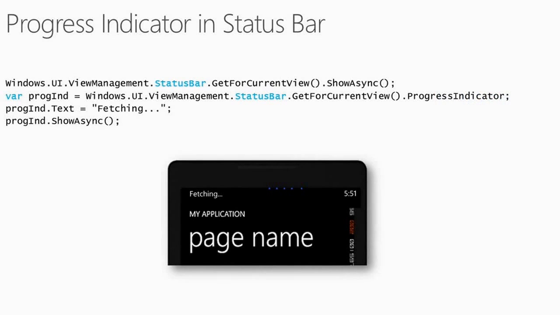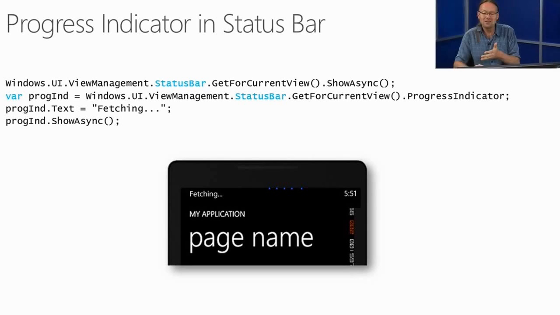Now that progress indicator I mentioned earlier in the session, we've got these progress rings and progress status bars and that sort of thing. This is how you put it into the status bar. This is the de facto standard, where you probably want to put it most times. And you simply call StatusBar.GetForCurrentView().ShowAsync. You can then get the ProgressIndicator property of that, which gets you a reference to that progress indicator. You can then set text on it, and you can set it indeterminate, which is the default, or you can actually set a value on it if you want to do a rolling one. And then you just call ShowAsync, and it shows it, and HideAsync to hide it. So nice and simple.